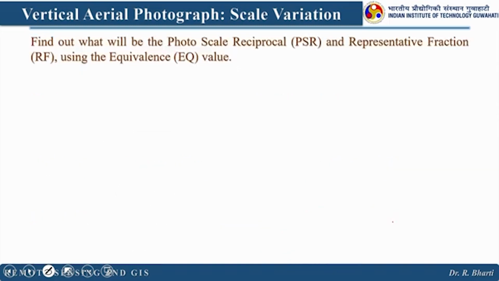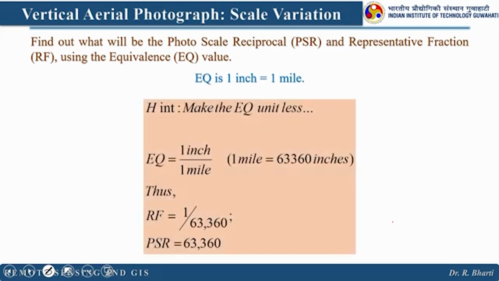Now the next question is: find out the photo scale reciprocal and the representative fraction, that is RF, using the equivalence value. The equivalence is 1 inch equals 1 mile. Here is the solution, you can go through it and calculate it, because this is very simple. You just have to correlate your basic understanding with the problem.